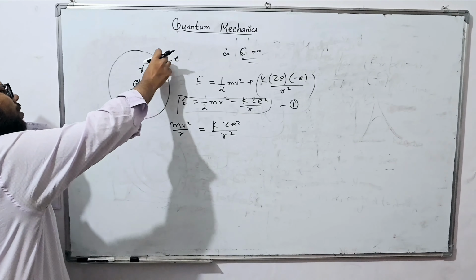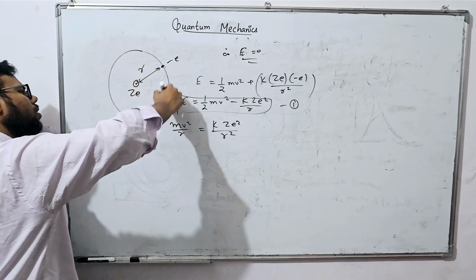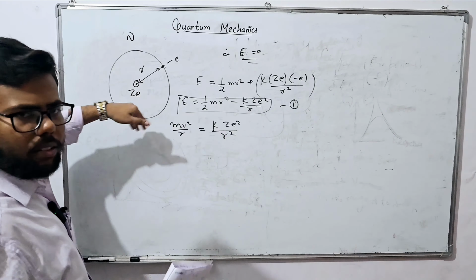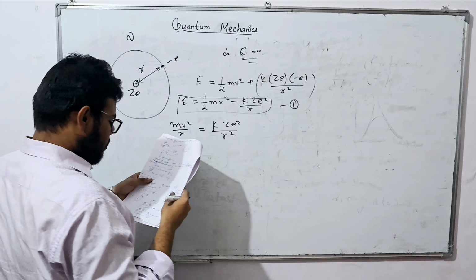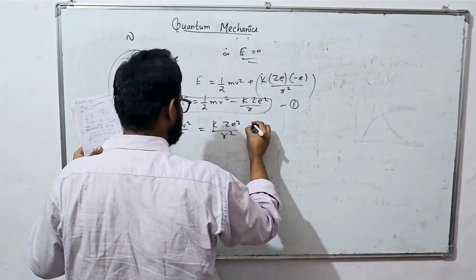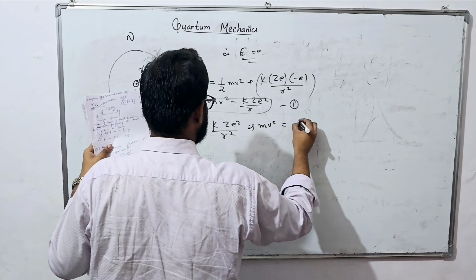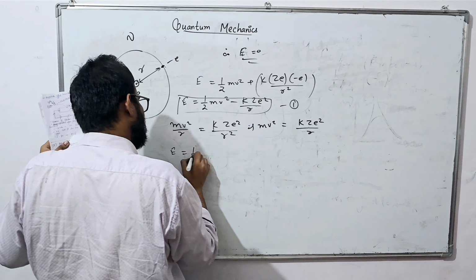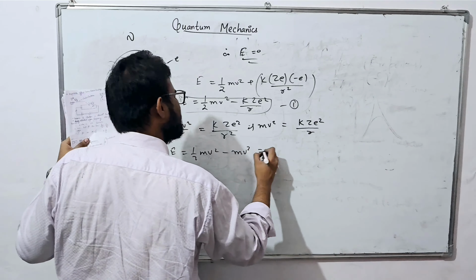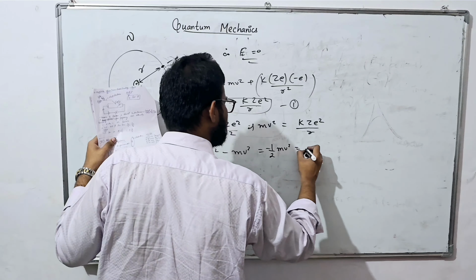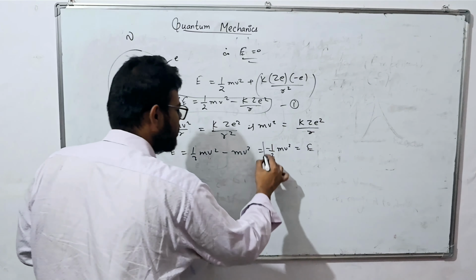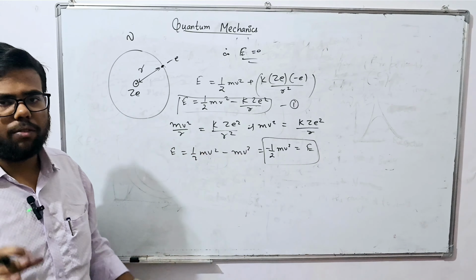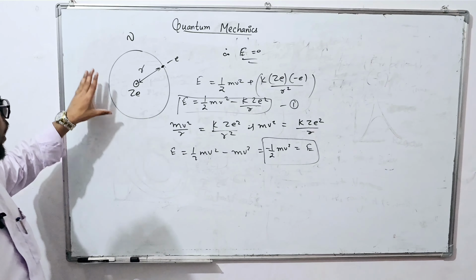Assume that this electron is revolving along this circle with a frequency nu, right? When you solve this, you get mv square is equal to kZe square by r. So energy is equal to half mv square minus mv square, which is equal to negative half mv square, right? This is the equation, and this is the equation where the centripetal and centrifugal forces are being equated, right? Okay.